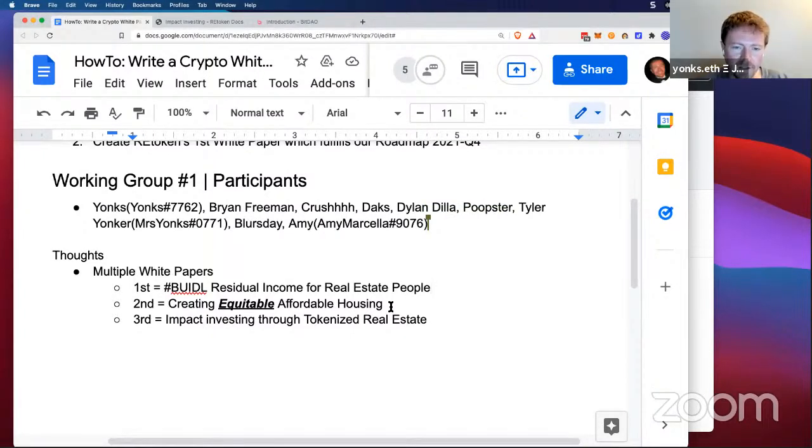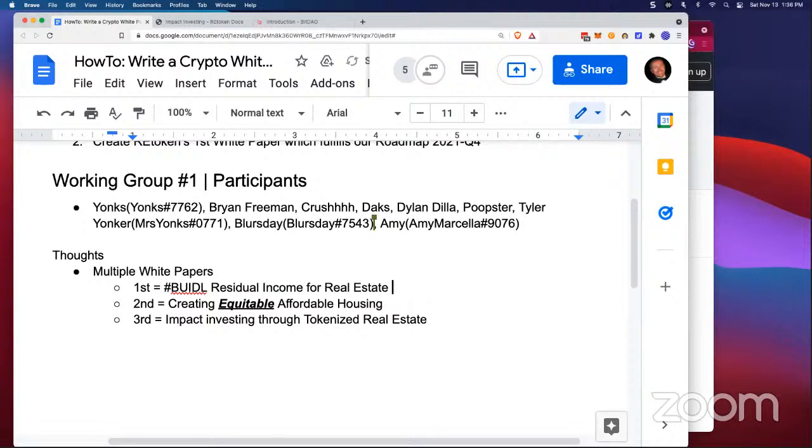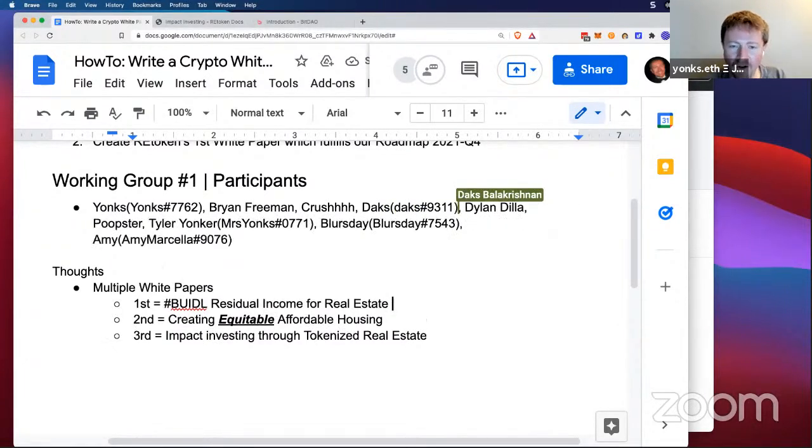And to add a little bit to that, there are a lot of opportunities that promise residual income, and if we took that out of the title, it would be too open. At the end of the day, we are still REtoken, the real estate DAO. There was some conversation about having investors or professionals instead of people. Even though technically Mrs. Yonks and I are real estate investors, I don't identify as a real estate investor. So that's one of the reasons that we intentionally chose people.